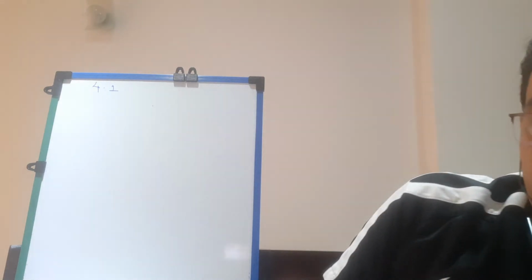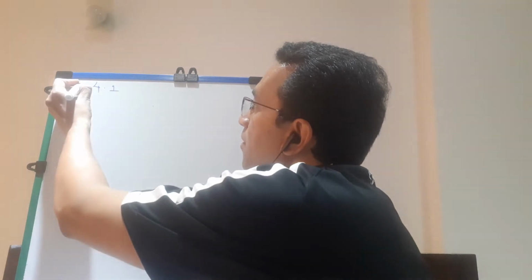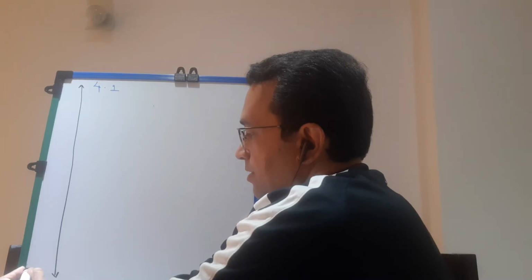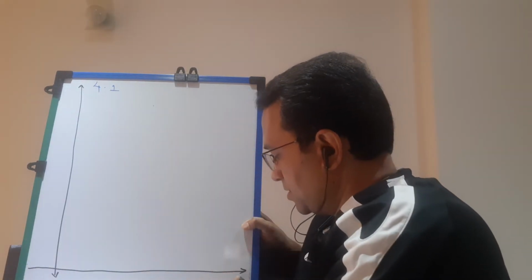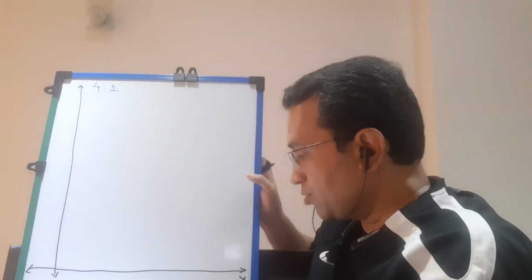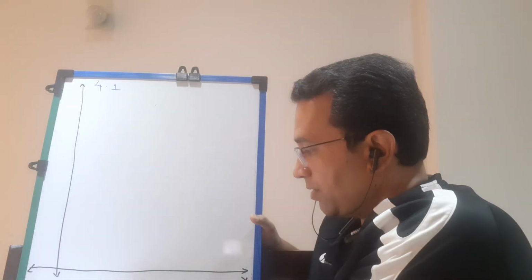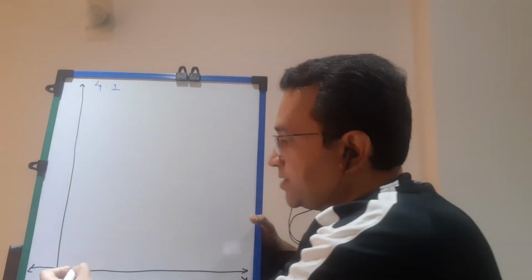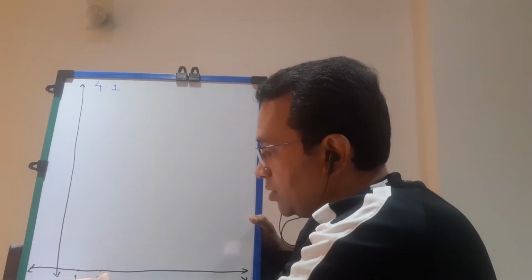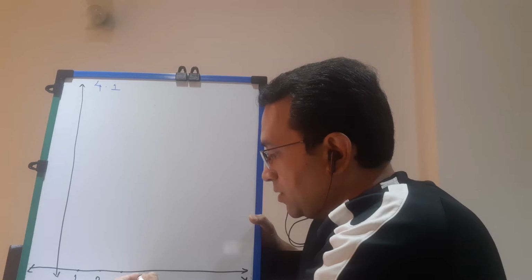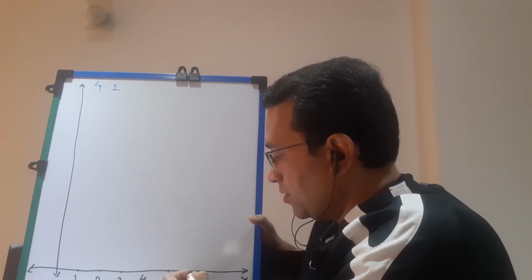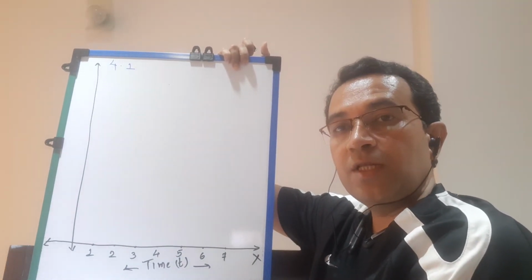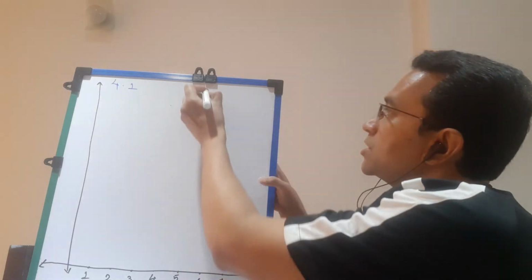Now scale is a very important factor, students. Say this is the y-axis and say this is the x-axis. On the x-axis, students, we always take time t. Here I will write 7 equal values: 1, 2, 3, 4, 5, 6, 7. This way, students, 7 equal values. Now scale.